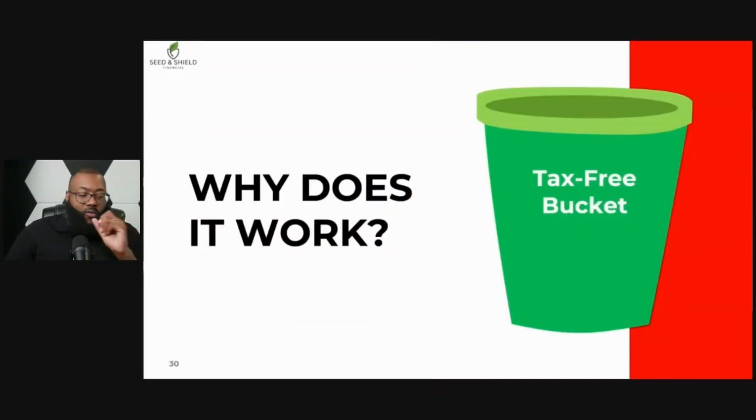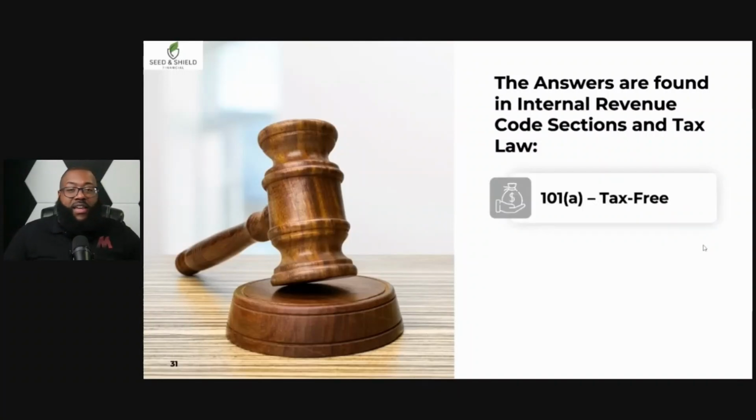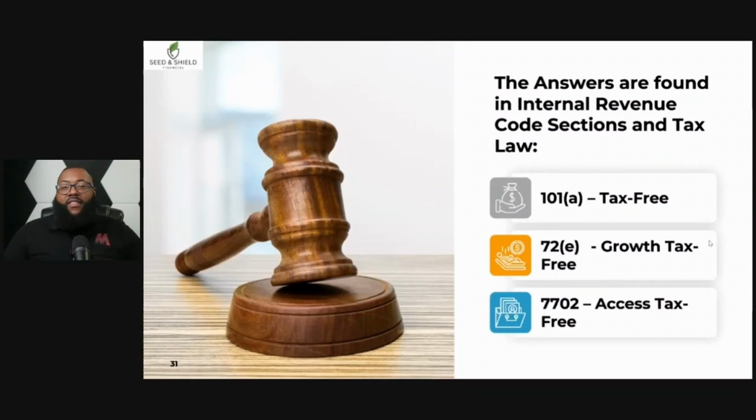So why does it work? Okay, we're going to talk about that. This is not something Moses came up with. I wish I could take credit for it, but it really has been in place for decades, right? And it's really three IRS tax laws that are in place that make this possible.